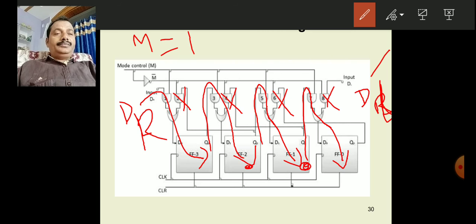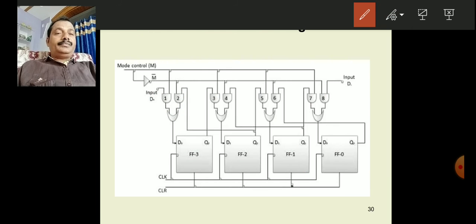So this is the operation of the 4-bit bidirectional shift register. I hope you understand.